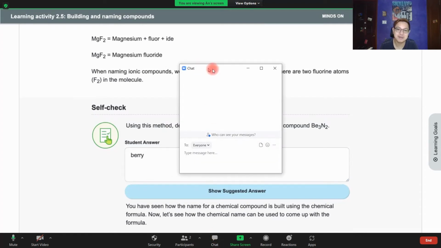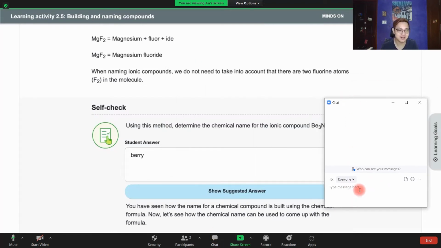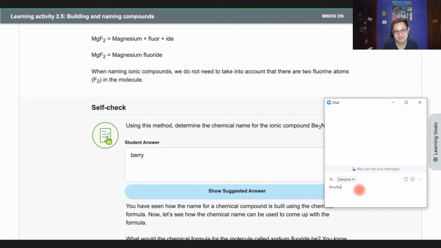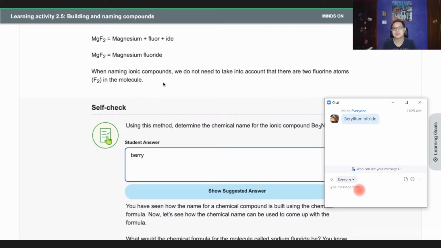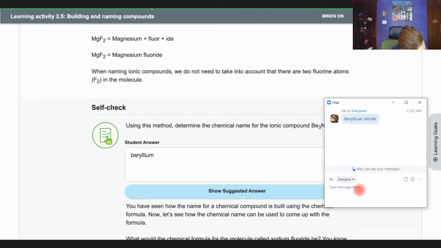You should check the name. It's not berry, not berry with a double R. Beryllium nitride. Beryllium. Like this. Check the chat. Beryllium nitride.